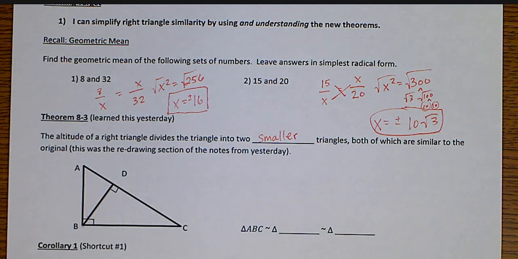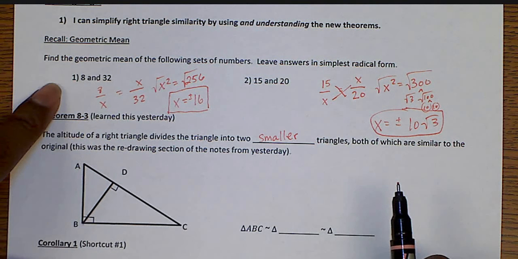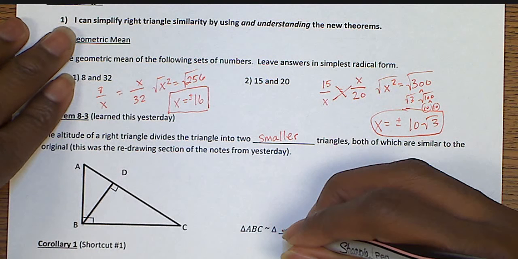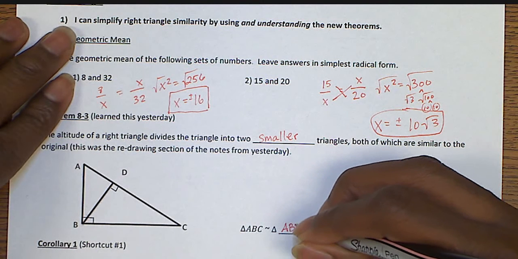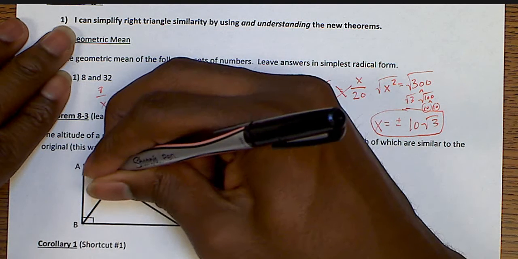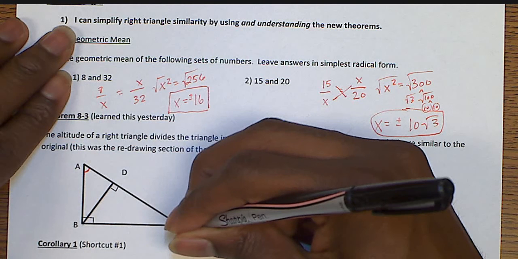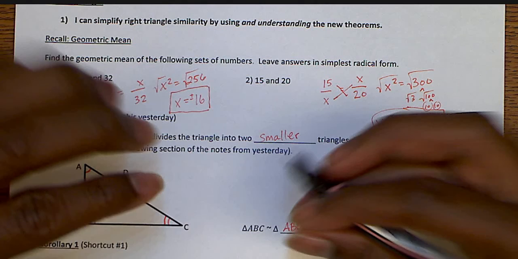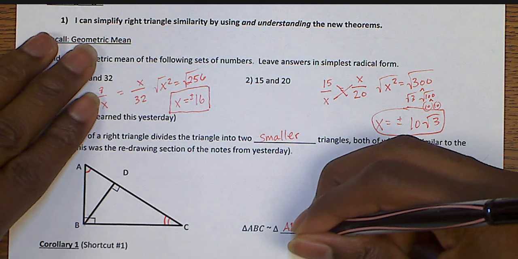This was the redrawing section that we did from the notes over the weekend. We should see that triangle ABC is similar to triangle ABD. If I mark these angles as we did in class in the demonstrations, just to remind ourselves what the corresponding parts are. Oops, I said ABD, sorry. ADB.